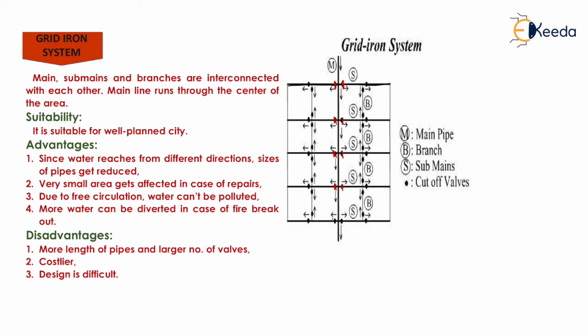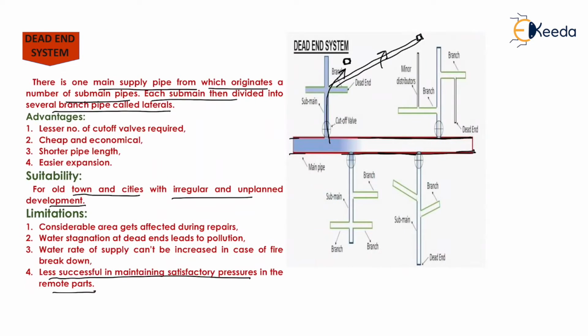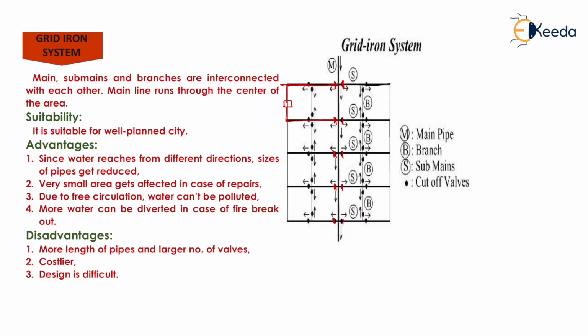Now suppose that there is a house. In that house the water is supplied from two sub-mains. One sub-main is there and another sub-main is there, and from both of these sub-mains a branch pipe connects that house. Now in the grid iron system pressure will be high as compared to the previous system, that is the dead end system. Clear to you?